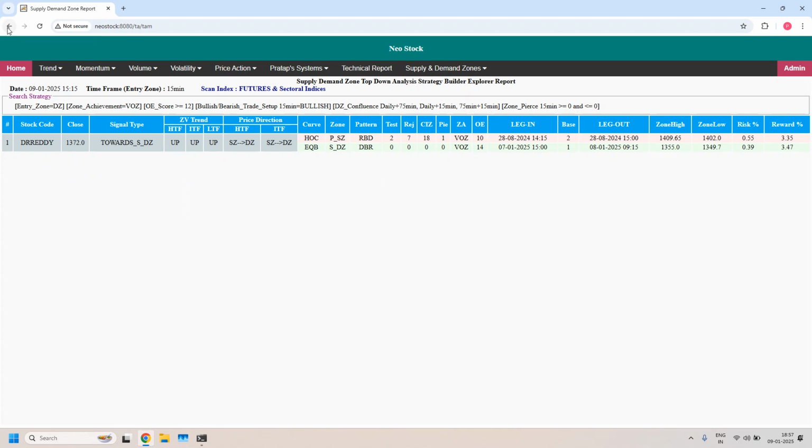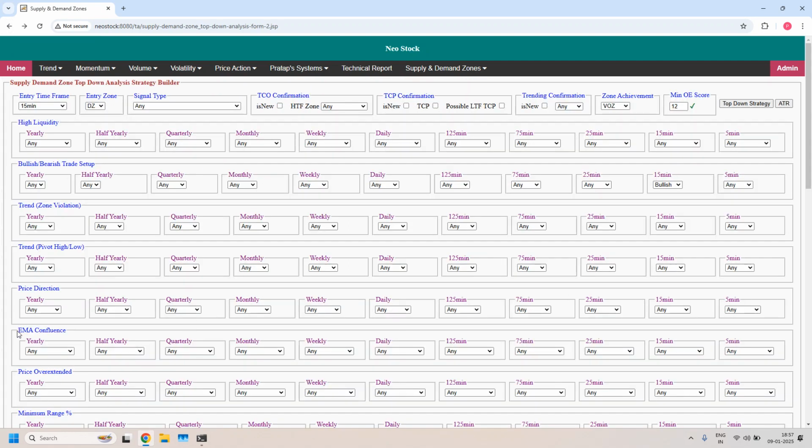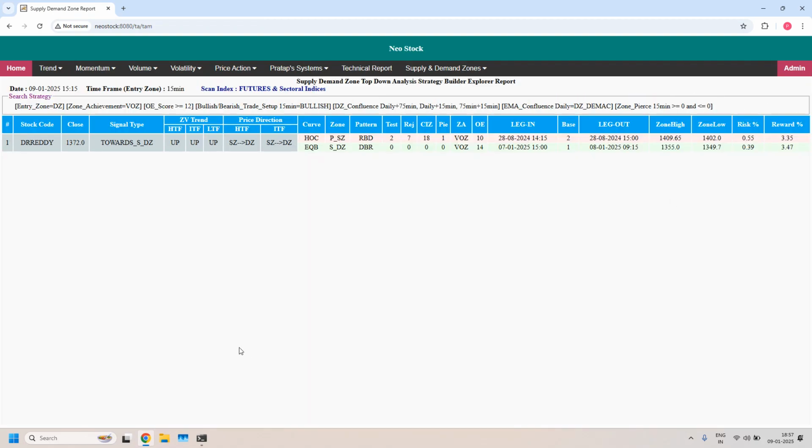Because the daily trend is up in the EMA confluence at a daily time frame, because the 15 minute zone together with 75 is part of the daily zone. That's why we are verifying the daily demand zone with daily EMA confluence. But the entry zone is 15 minutes only. Oh, this stock is filtered. That means this is an even higher probability trade setup supported zone.